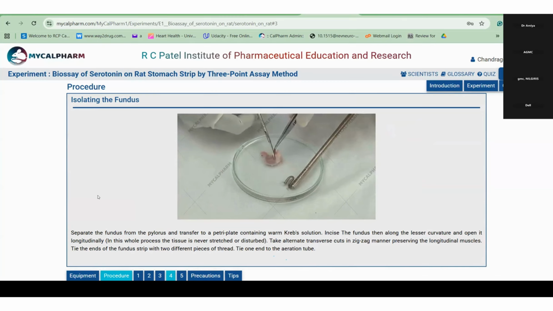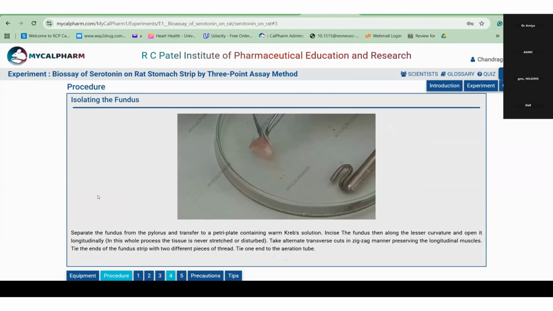And even in conventional practical classes, people could not demonstrate this to a batch of 25 or 30 students. But using this powerful tool, all the minute details related to dissections we can see here. And students will appreciate which part of the stomach is being isolated when we say that it should be cut at the lesser curvature, what is meant by that.